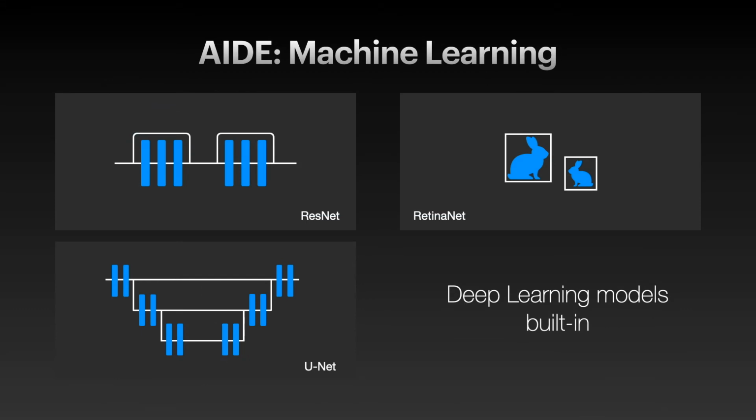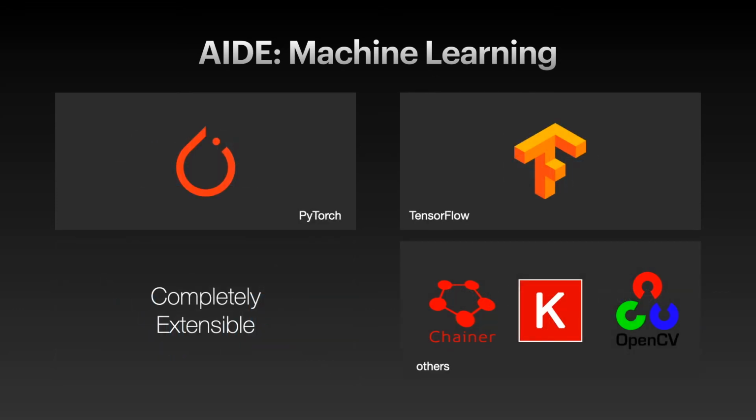AIDE comes with popular deep learning-based models built in, including ResNet for classification, RetinaNet for detection, and UNet for pixel-wise semantic segmentation. All models are readily available and do not require a single line of code. Furthermore, AIDE is completely extensible and supports third-party prediction models for those who want a bit more. AIDE allows using any code library and just requires a few functions to be implemented, but then offers all functionality for any model straight through the web browser.